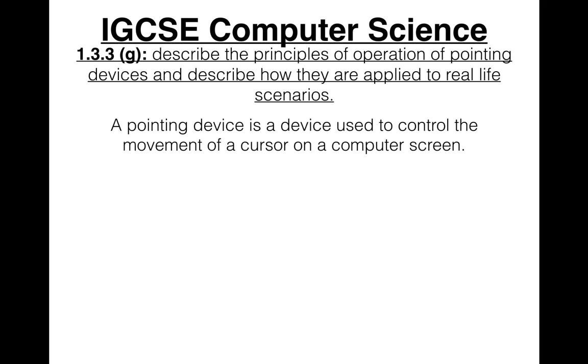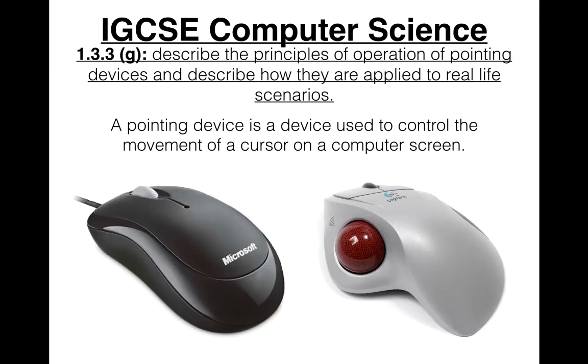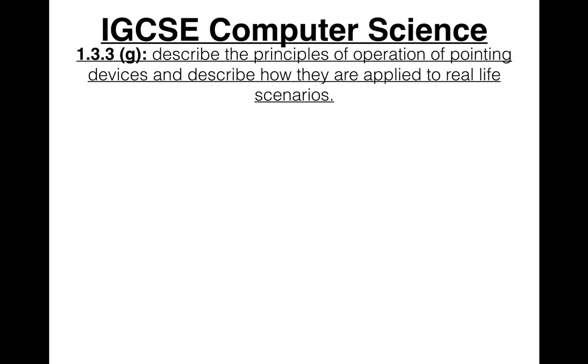Anyway, a pointing device is a device used to control the movement of a cursor on a computer screen, like I'm doing now. The pointing device I'm using is a touchpad. Some other pointing devices include mice and tracker balls. Now, we don't usually use tracker balls, but we'll talk about how they are still used for some applications.